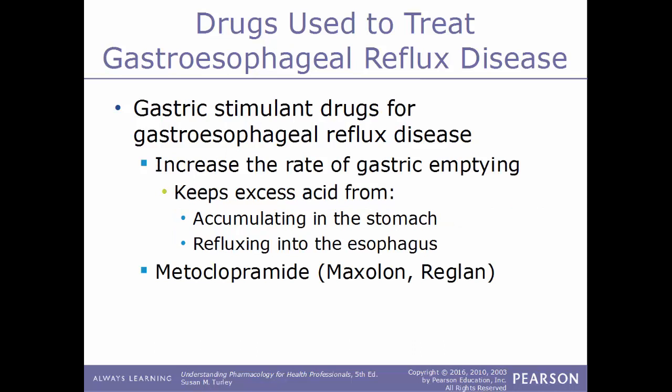Another type of drug that's used to treat GERD are gastric stimulant drugs. And these are used to increase the rate of gastric emptying. Now this keeps excess acid from accumulating within the stomach and also refluxing back into the esophagus. An example of this class of drug would be metoclopramide, which is sold under the trade names of Reglan, Maxolon.